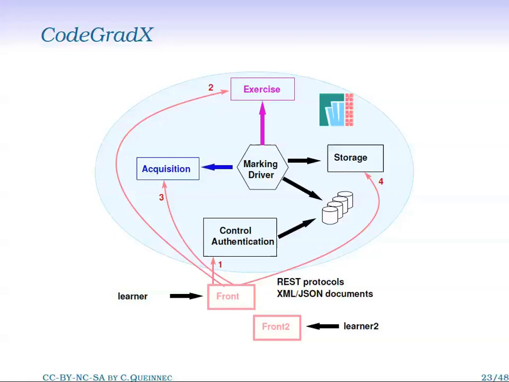It polls the acquisition server. It puts the grading report on the storage server. So it's quite immune, I would say, to the internet. And the jobs are run in a virtual machine, which is also inside the marking driver. So I would say confined from the internet in order for the students not to interact directly with these sensitive things. We have REST protocols everywhere and XML JSON documents. So the one mission of a front end is to convert this XML JSON into HTML for the learner. So in this translation, you can insert the logo of a university or the colors of the cascading style sheet, etc., etc.